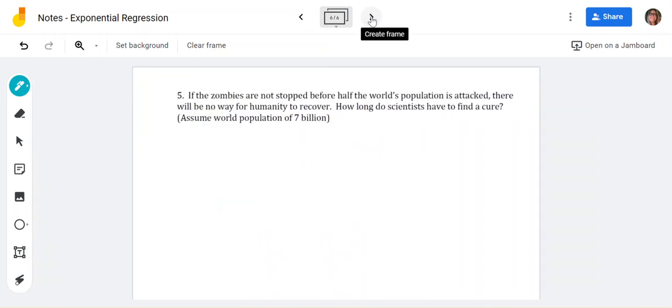If the zombies are not stopped before half the world's population is attacked, there will be no way for humanity to recover. How long do scientists have to find a cure for the venom? So we know, we're going to assume the population is about 7 billion, so we want 3.5 billion, and still equal to our same equation.